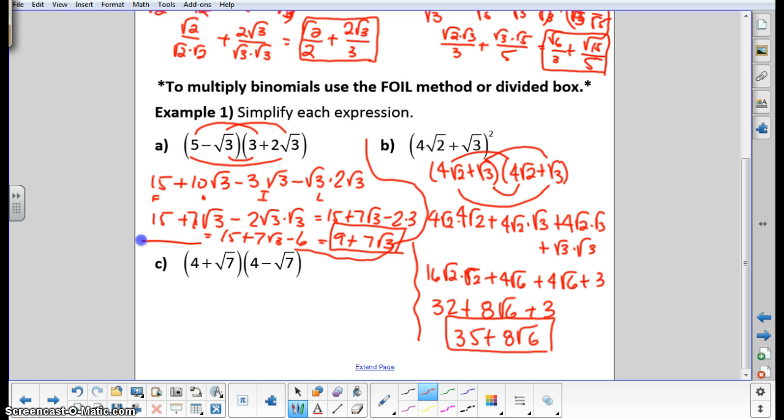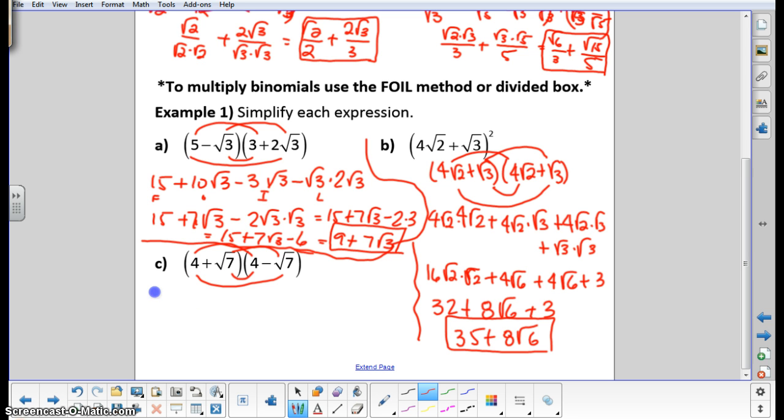Okay, one last problem. So we're going to FOIL this out. This is going to be really interesting, because I want you to notice that you have 4 plus a root and 4 minus that same root. So the only difference between these two factors is one's a plus and one's a minus. So let's do our FOIL.